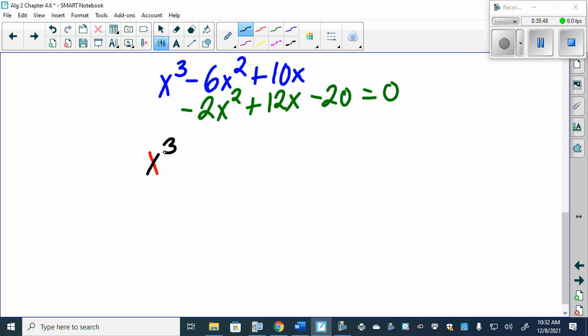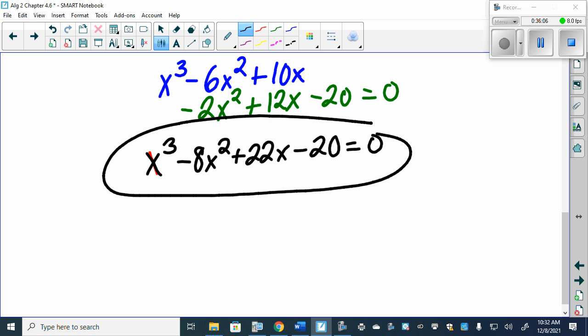x cubed doesn't have any like terms. Well, negative 6x squared plus negative 2x squared is negative 8x squared. 10x plus 12x is plus 22x minus 20 is equal to 0. And that's it. So you don't have to write it that way where it's stacked. You can write it just next to each other and combine like terms. Either way works just fine.